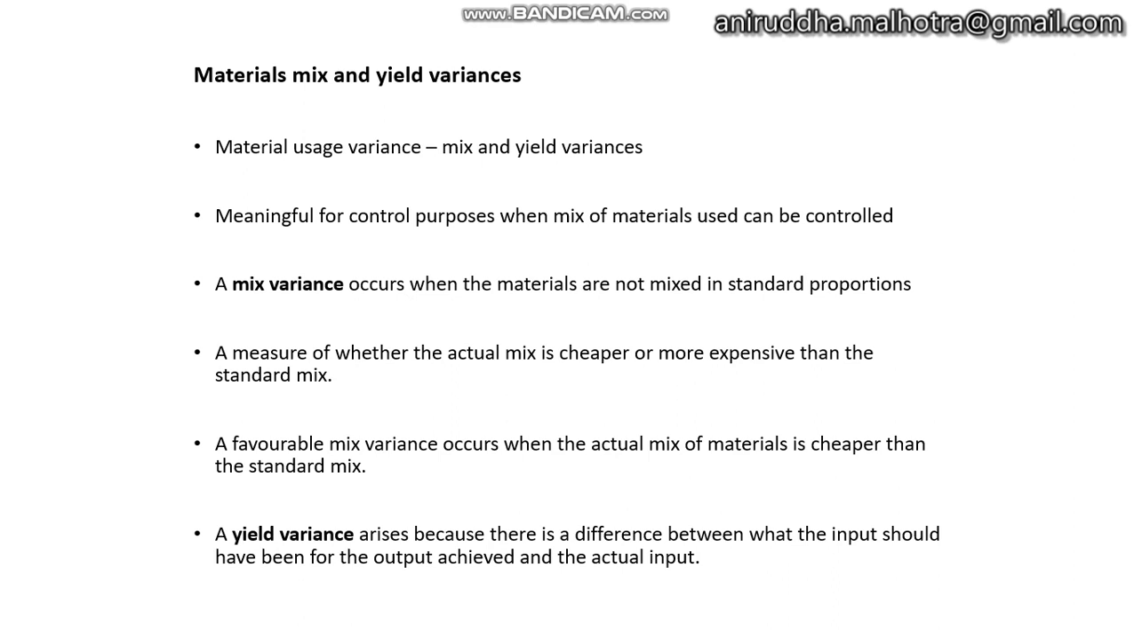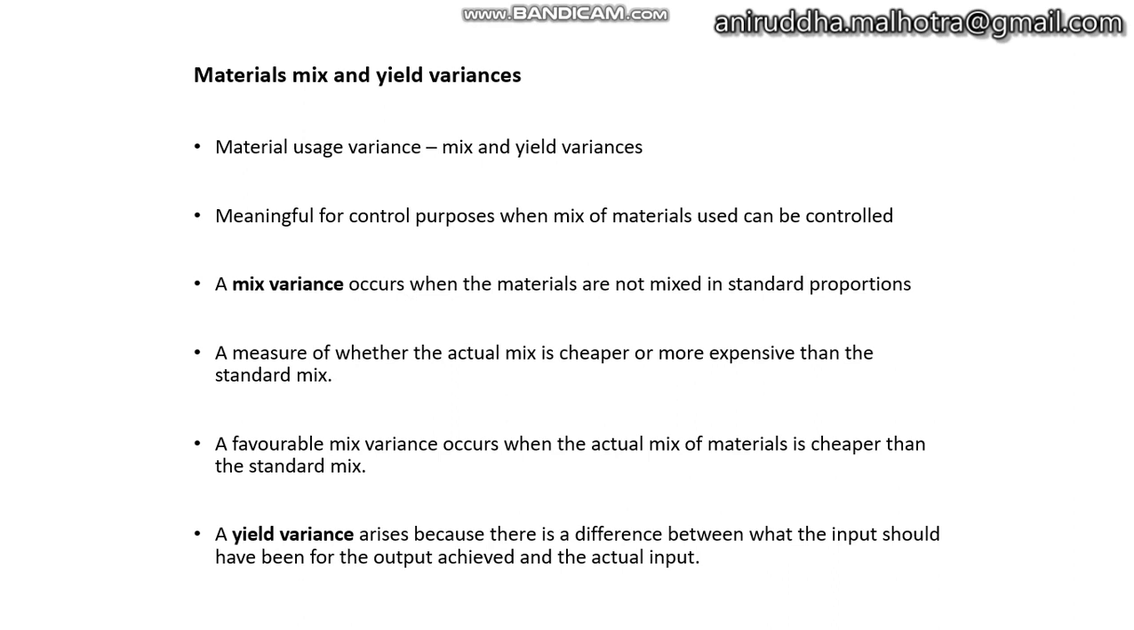Now, a mix variance, like I said, will occur when the actual mix of materials is not the same as the standard mix of materials, or as they should have been. If your actual mix is cheaper than what it should have been, that is the standard mix, then you're going to get a favorable mix variance. On the other hand, if your actual mix of material turns out to be more expensive than the standard mix, then that is what it should have been, it's going to be an adverse variance. This is calculating the mix variance.